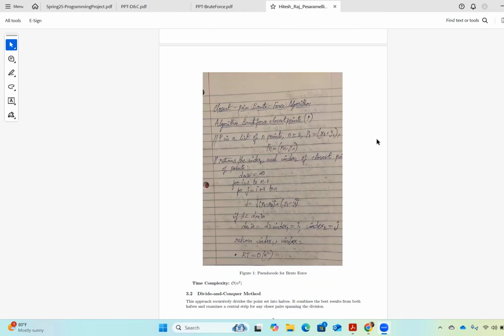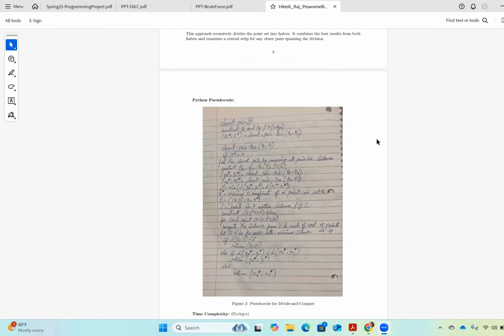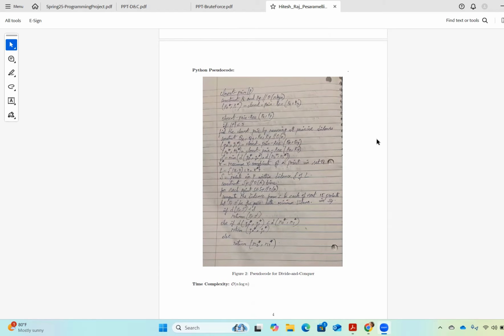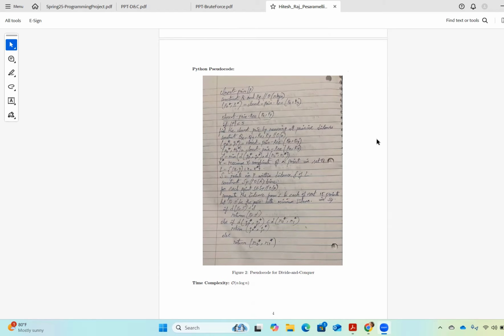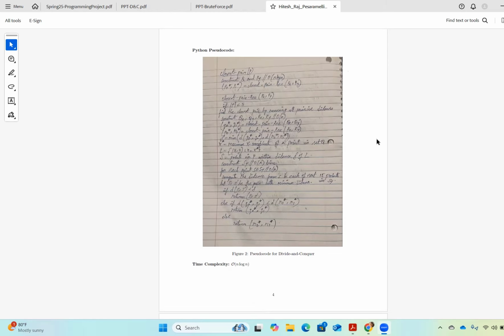Let's look at the pseudocode and complexity. For brute force, two nested loops compute the distance between all point pairs. For divide and conquer, I sorted the points by x and y coordinates, recursively finding the closest pairs in left and right halves. Then I examine a strip along the split line, checking up to 15 neighbors.